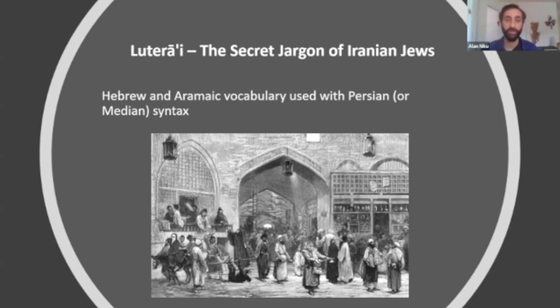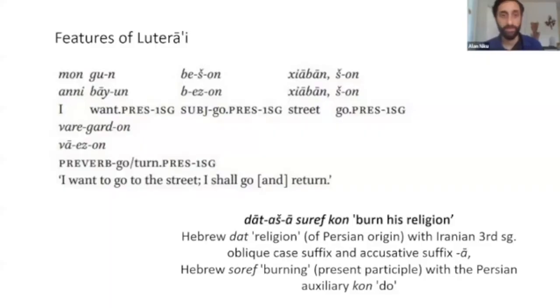the Jews in Iran. So they invented this language that's basically Persian or Median grammar, but with a Hebrew and Aramaic vocabulary. So think about if you were speaking English with an English grammar, but replacing most of the nouns and verbs with Hebrew ones. So here's an example. The sentence is, I want to go to the street. I shall go and return.